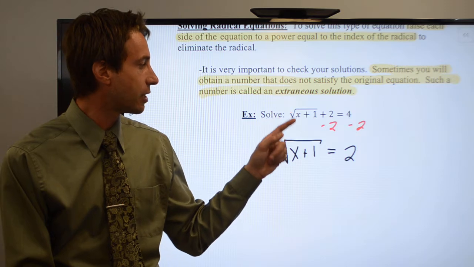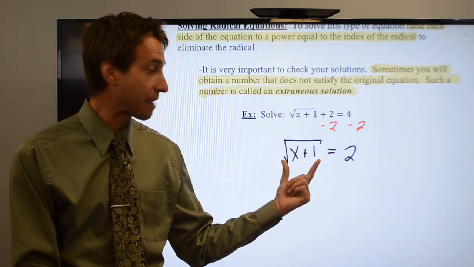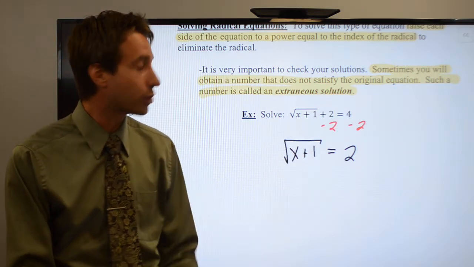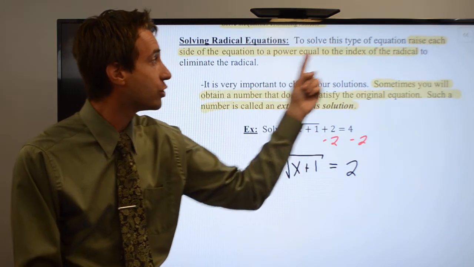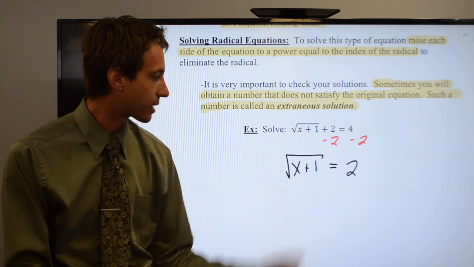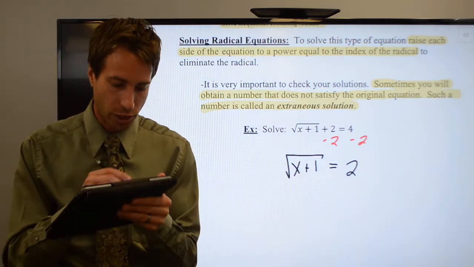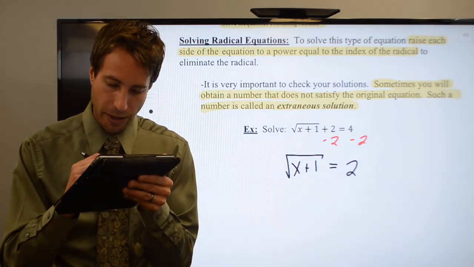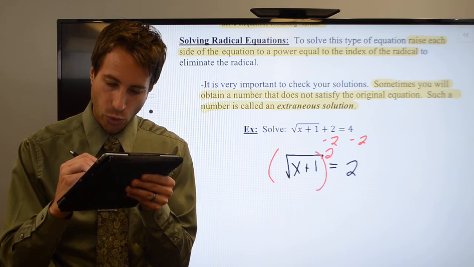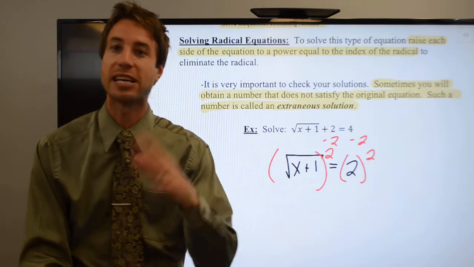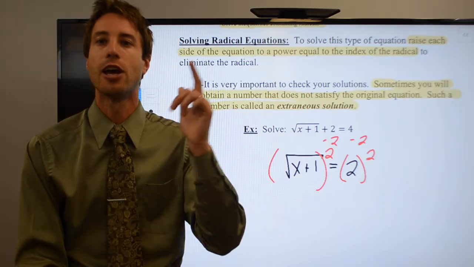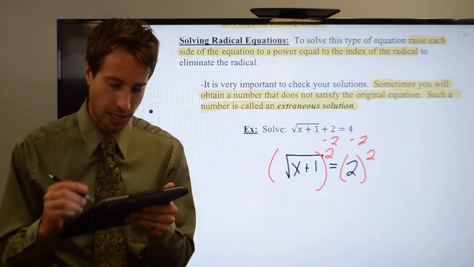So now, because I have this radical expression, I told you guys that we need to raise each side of the equation to a power equal to the index. Well, my index is a 2. So we are going to go ahead and square both sides. The reason I have to square both sides is because algebra says whatever you do to one side, you have to do to both sides. So here we go.